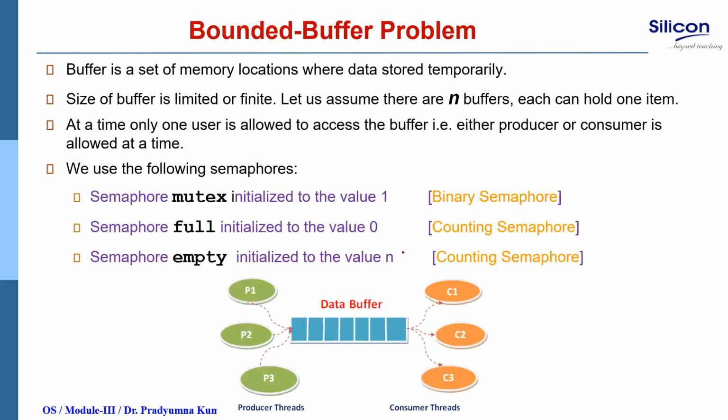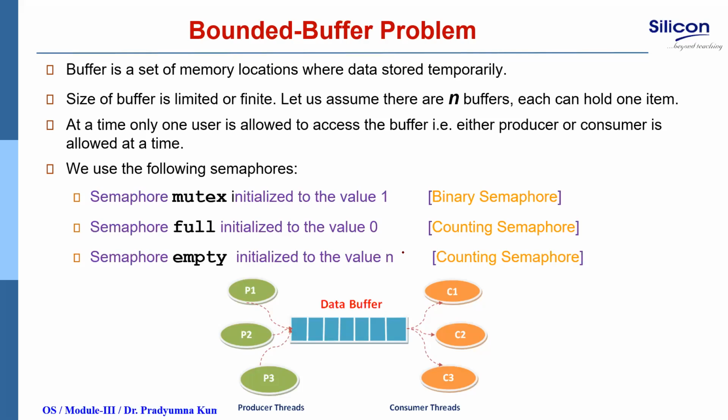I'll go for the bounded buffer problem. So listen carefully. First, what is the bounded buffer problem? It is also known as the producer consumer problem. We have a buffer which has a fixed limit, so we say it is bounded. Suppose I say 10 slots are there, 10 buffers are there. So that means 10 items can be produced.